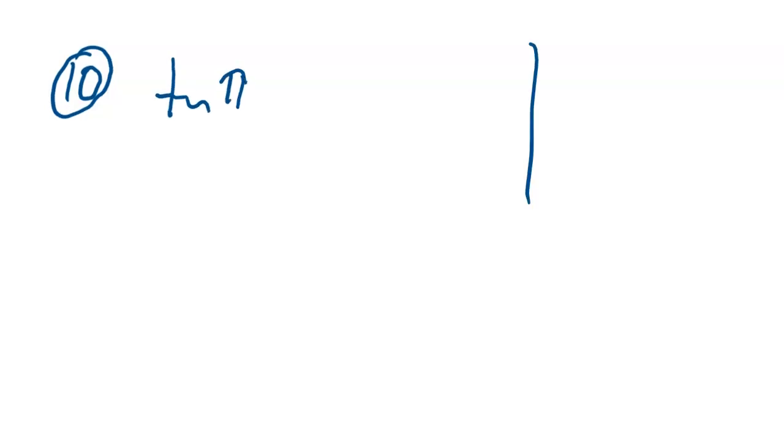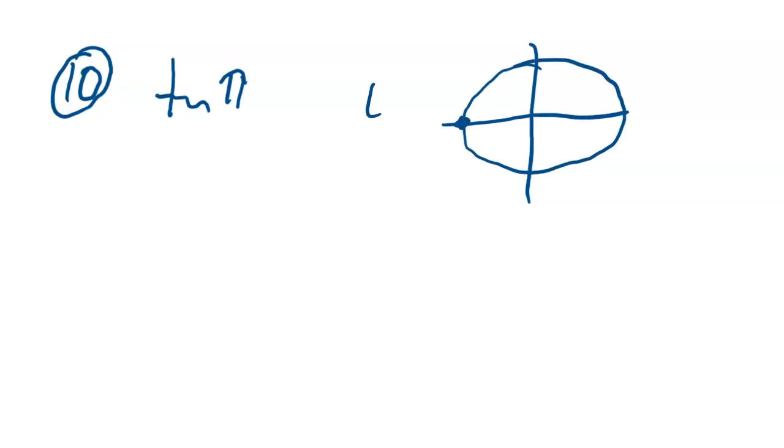Sounds perfect. Look at this, 10. Wow, there's nothing to do here. So it says tangent of pi. Okay, so on the unit circle, at pi, we're at this point. This is -1, 0.